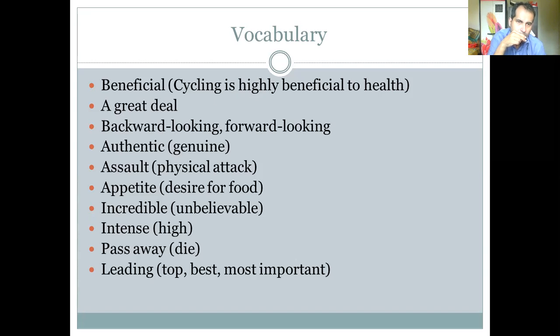And the last word of today is leading. Leading means, if I say that he is working in a leading company, or he's a leading singer of the country, that means he is a top singer, the best singer. Leading means first rate or best or top.